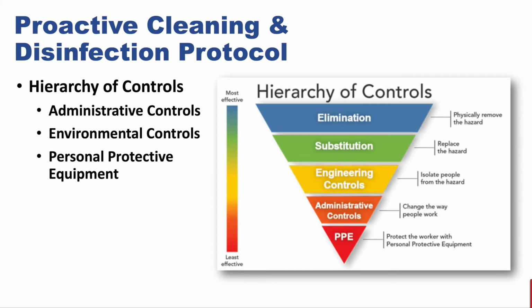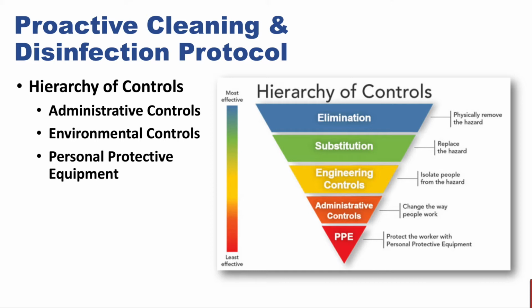So one thing we want to talk about with the protocol is the hierarchy of controls. You can see a more detailed hierarchy on the right, but for the purposes of this training, we're going to go through the three-level hierarchy of controls that comprise the administrative controls, environmental controls, and the PPE.